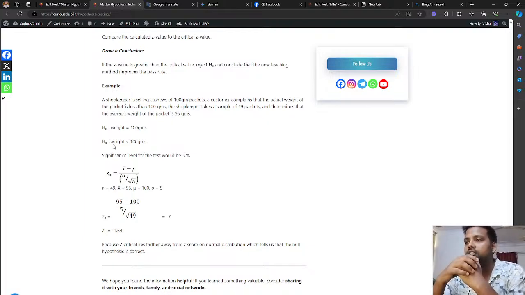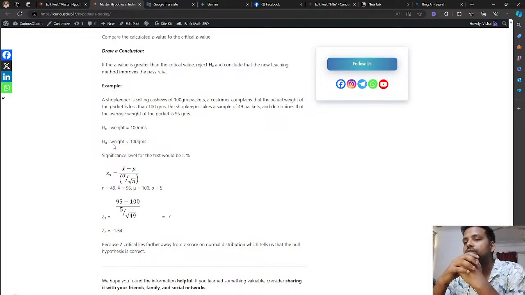Okay, I have missed that point over here. We mentioned that the standard deviation is 5 grams, like packets vary 5 grams here and there. Just to mention, I'll add that. Yeah, reading the article, I'll add that.